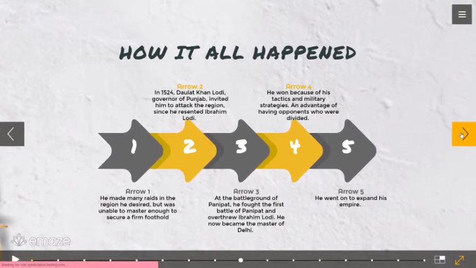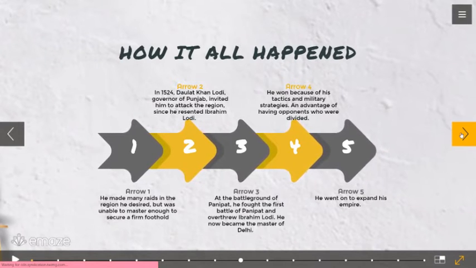After this, what happened? Two things happened. Ibrahim Lodi died. That marked the end of the Lodi dynasty. And what happened to Babur? He became the master of central India, and that is how the Mughal Empire was established. Why did he win? Look at arrow 4. It was because of his tactics and military strategies.